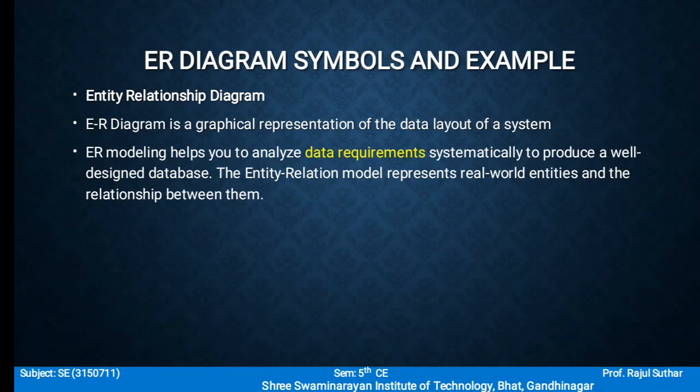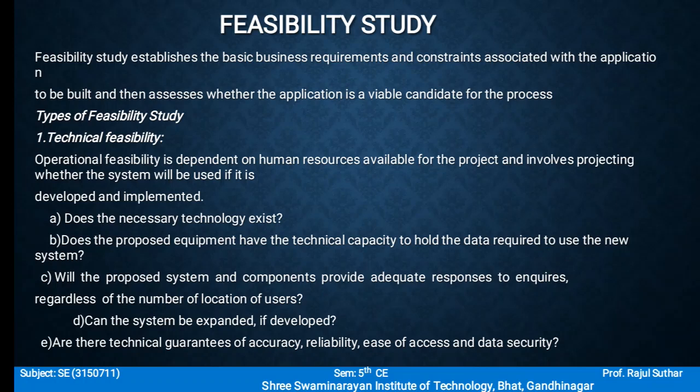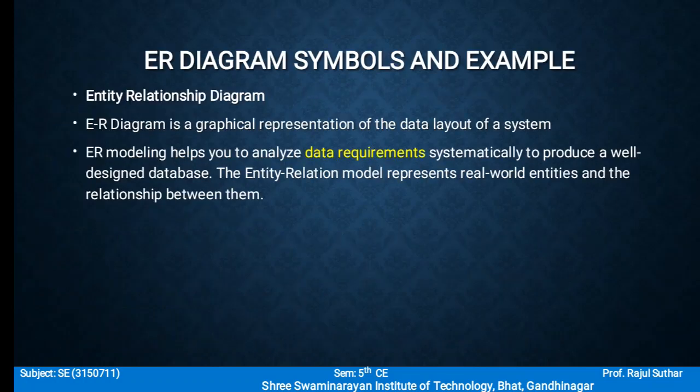Discuss the ER diagrams, ER symbols and examples. First of all, what is an ER diagram? An ER diagram is an entity relationship diagram, a graphical representation of the data layout of the system. The object relationship pair can be graphically represented by the diagram called the entity relationship diagram. In the entity relationship diagram, what is an entity?